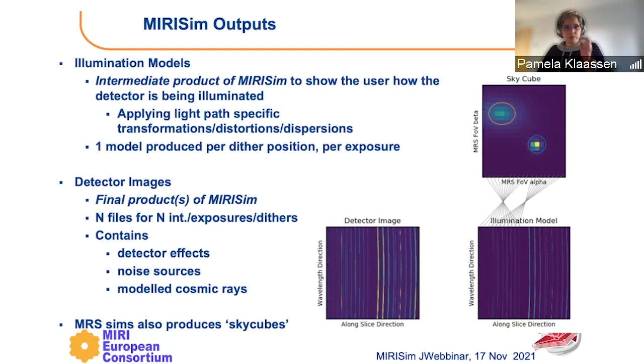So these are the 3 types of output from an MRS observation. At the top right, you've got a sky cube. So that gives you your MRS alpha and beta directions. Those map to the V2, V3 focal plane coordinates of Webb. The illumination model you can see in the bottom right is the traces of the dispersion that have happened to that data, and the gray lines in between show you the mapping of those dispersions. On the left, I'm showing the final detector image. This is what's ready to be put through the JWST pipeline.